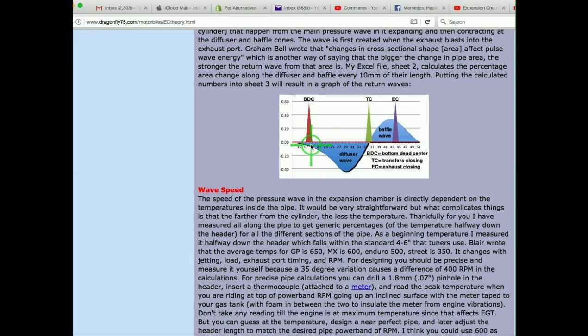So in an ideal world, you'd have the suction go from 0 to its maximum value right at transfer closing. And the closest we can get to that with a regular expansion chamber is a multi-cone diffuser with gradually increasing angles. And that's what we have represented here, the diffuser wave of a 3-cone diffuser.